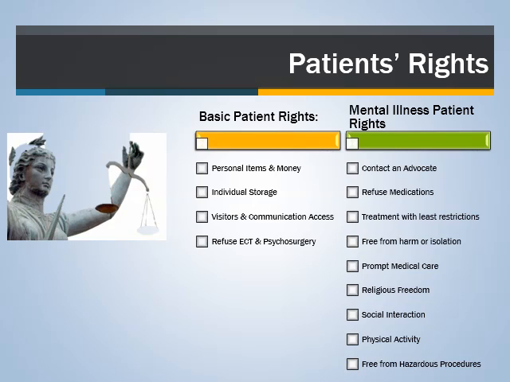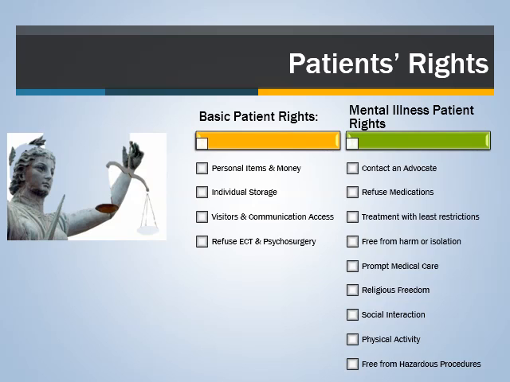So that means they have their own storage space. They can have visitors every day. They can have access to telephones and writing materials. And if they want, the autonomy piece is that they can refuse electroconvulsive treatment and or psychosurgery. For mental illness patient rights, there's some more that are added on here. So I guess the basics are that they're going to have as little restriction of personal liberty and choice as possible.